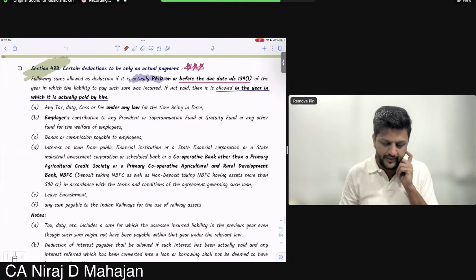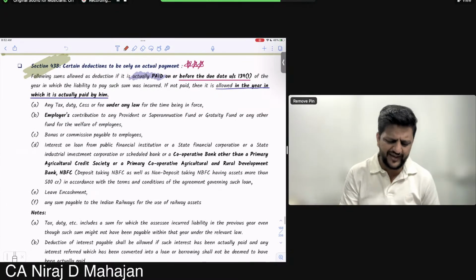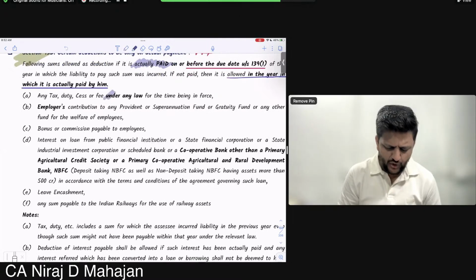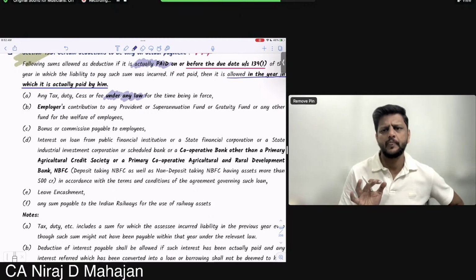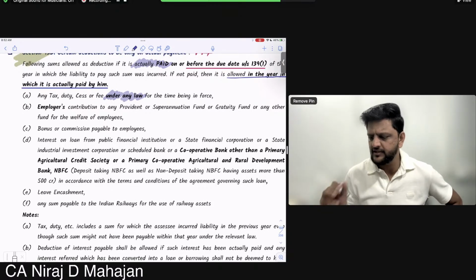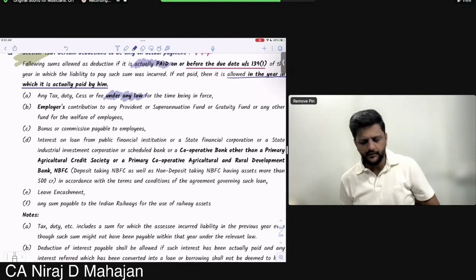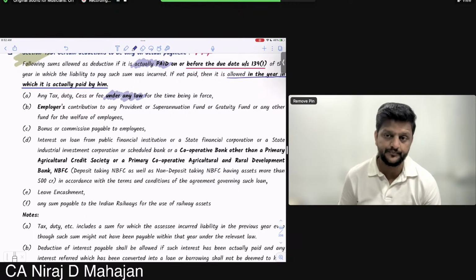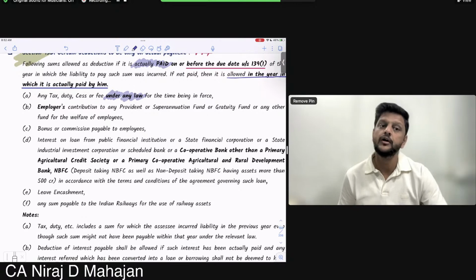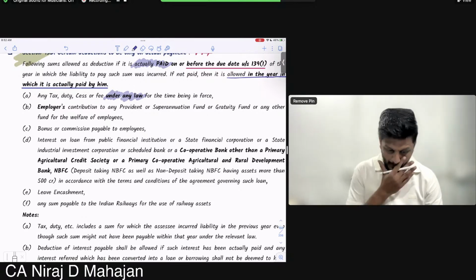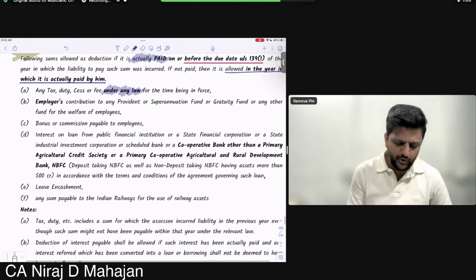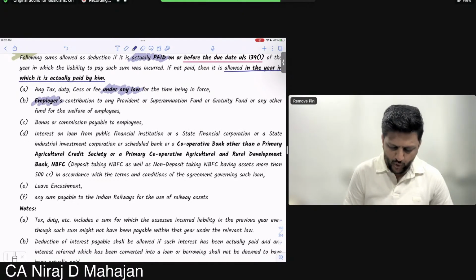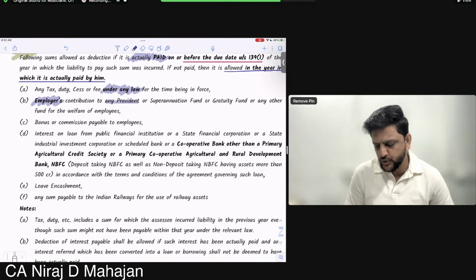Any tax, duty, cess or fee under any law. Understood or no? Legal payment they want first. The payment due to the government. It can be stamp duty, MCA fees, ROC fee, whatever fees, income tax, GST, whatever you have shown as payable. Professional tax also, PF, and everything. For the time being in force. Employees' contribution, this I had told you, PF, Provident Fund, to any Provident or Superannuation Fund, or even Gratuity Fund.